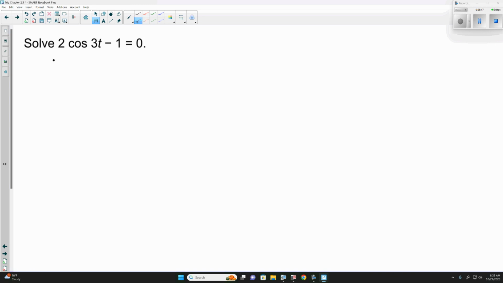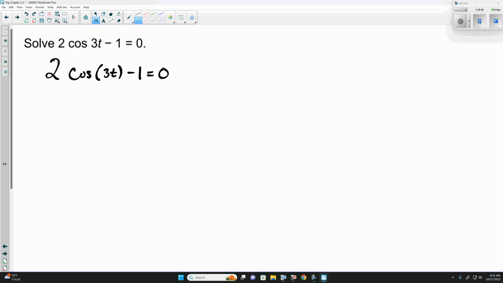Are you ready for the next one? 2 cosine of 3t minus 1. I don't like that the book does this, but a lot of books actually do this. If there's no parentheses around whatever's after cosine, sine, tangent, secant, cosecant, cotangent, it's assumed that we understand that the 3t is inside of cosine and the -1 is not. Because if the -1 was a part of the 3t inside of cosine, they would have put parentheses around it.